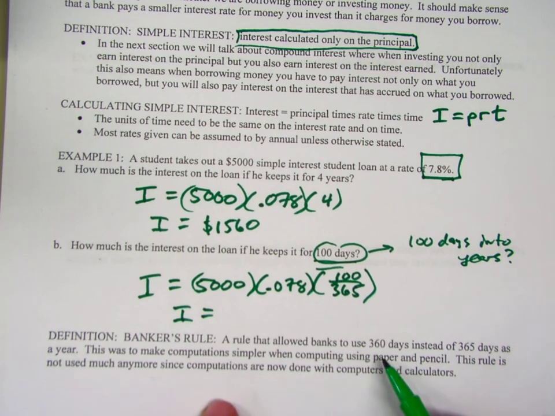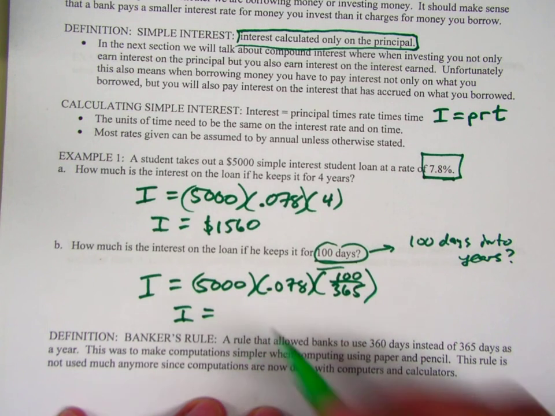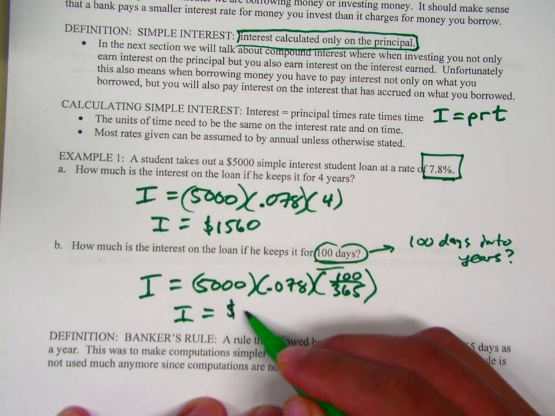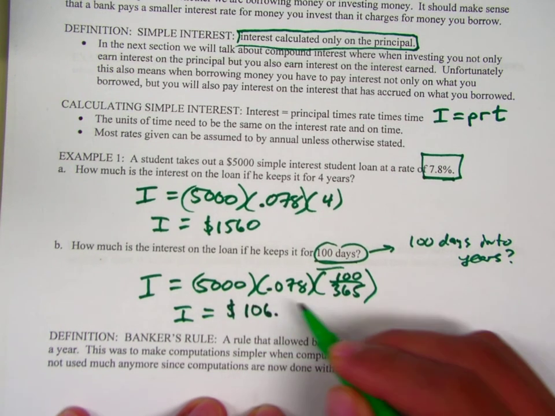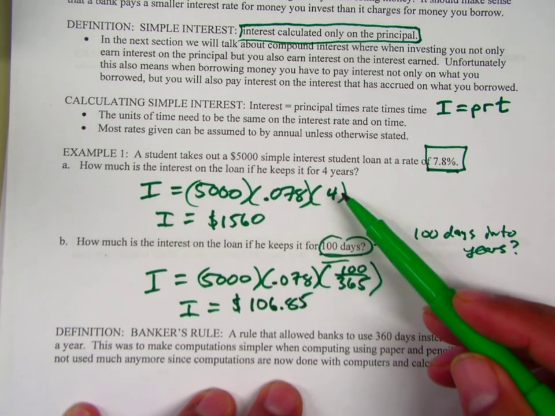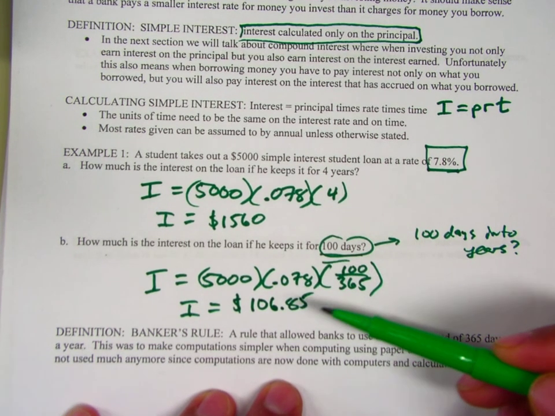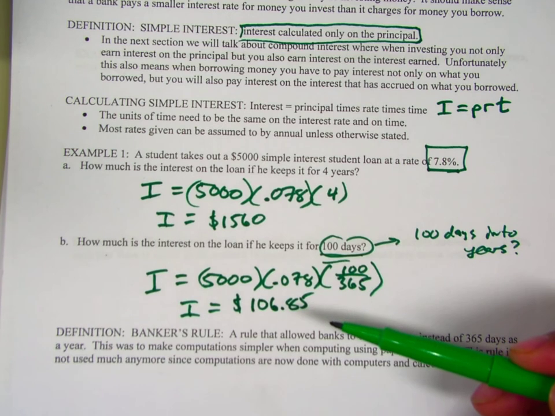Were you guys reading ahead and saw the 360 down there? Is that what you're saying? What do we get? Should be a lot less. 106.85. Okay. Lesson learned right away. The longer you keep a loan, the more interest you have to pay back. So that's why it's always, whether you're getting a car loan or you actually take out a mortgage when you guys get older, the faster you pay it back, the less interest you pay over time.